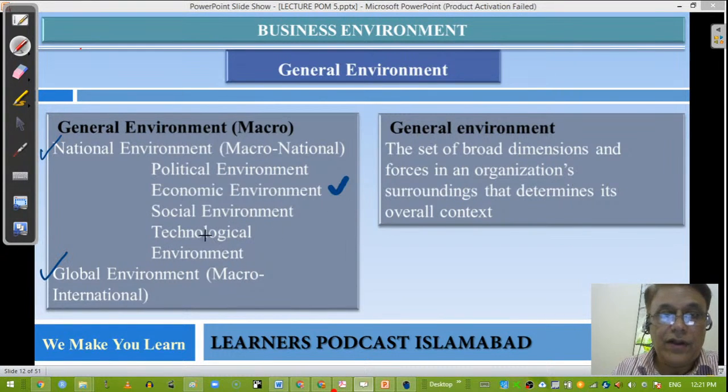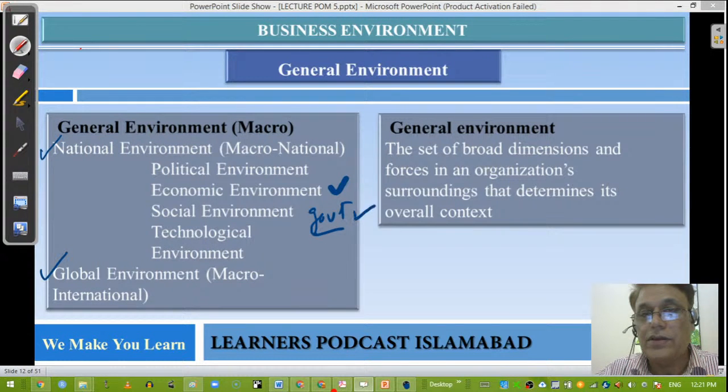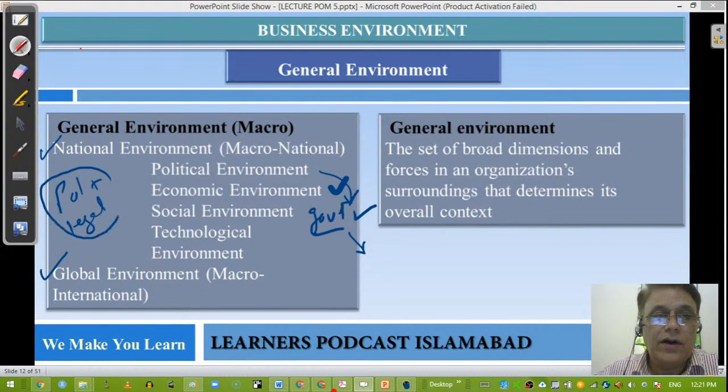Similarly, I have missed one thing here, that is the government environment. That is also very essential. The government is itself a very essential, very strong, very important force: the government rules, government regulation, the government structure. Well, generally we can also cover it in the political in a way. Generally, political covers the political plus legal part of the environment.